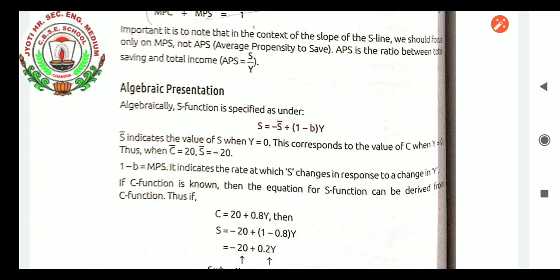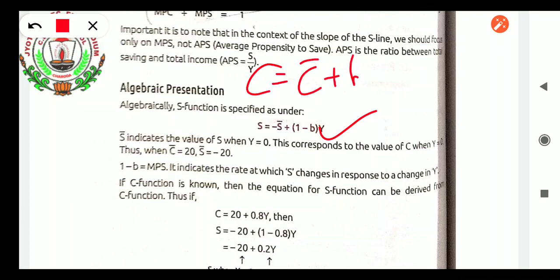Algebraic presentation: when we see it algebraically, the function is specified as S equals minus S bar. Same as the C function, where autonomous consumption was there, in the same way autonomous savings are there. The formula is the same as the C function, C bar plus BY, which we were writing. What was B? That was the marginal propensity to consume. So now we can write S equals minus S bar, because autonomous savings will be minus, not plus. We have seen that when income is 0, consumption is there and savings is negative, minus 20, you remember. So minus S bar plus B will be the same.